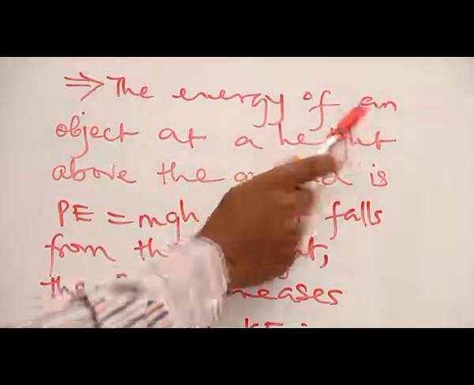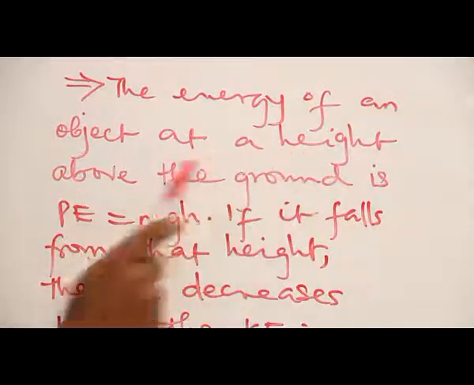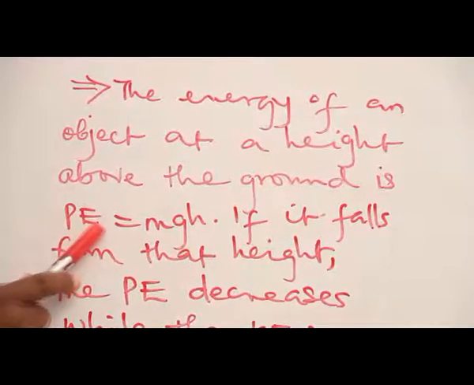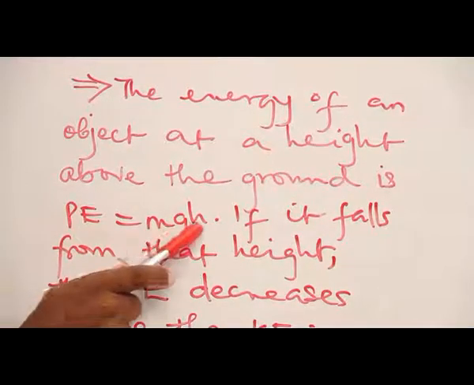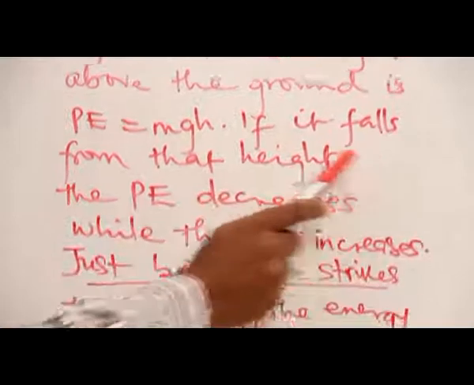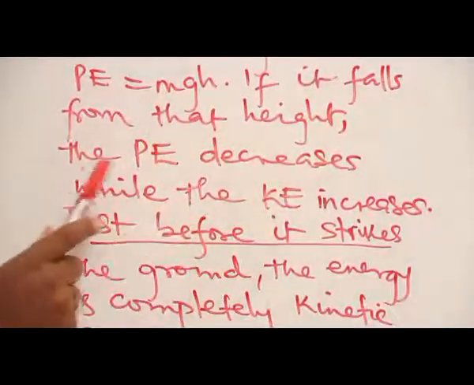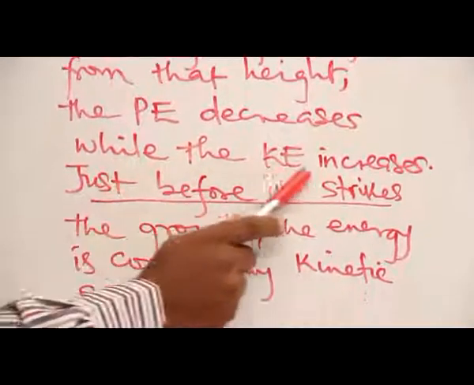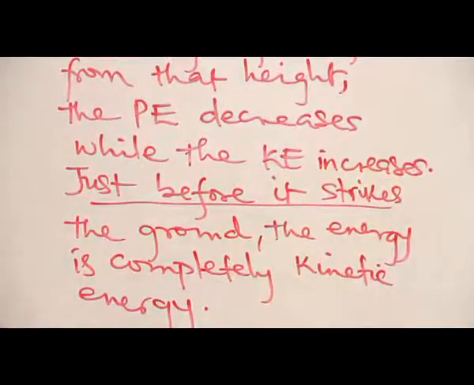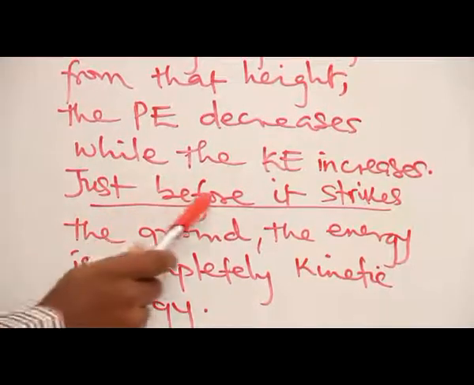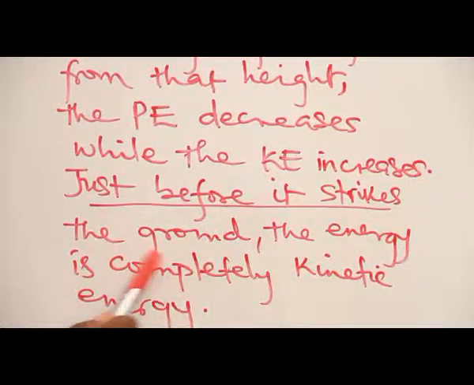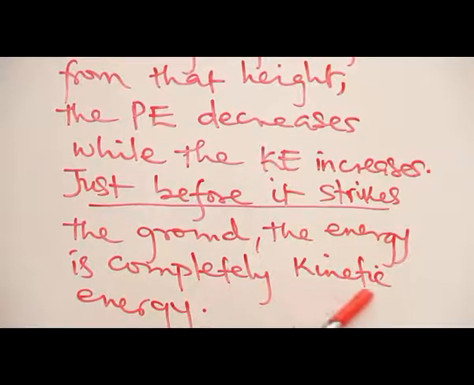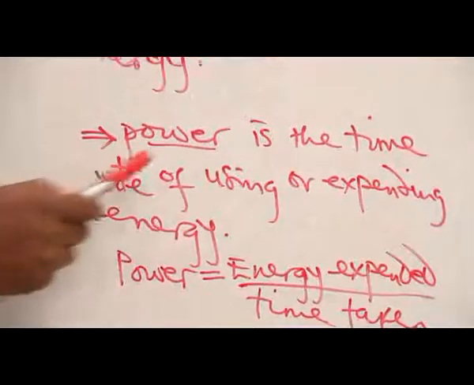The energy of an object at a height above the ground is potential energy, which is mgh. If it falls from that height, the potential energy decreases, while the kinetic energy increases. Just before it strikes the ground, the energy is completely kinetic energy.